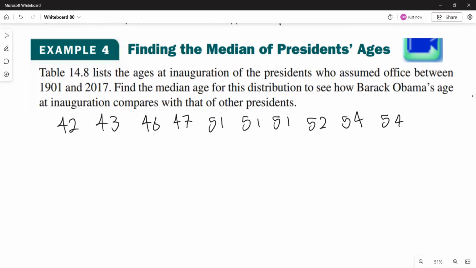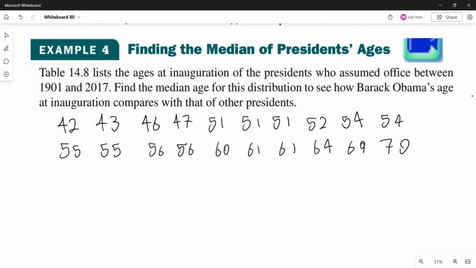Okay, so those are the first 10 and the next 10. Most of them were people in their 50s or early 60s. Actually, the oldest of that group was Donald Trump until Biden. Okay, so there's a total of 20 values.